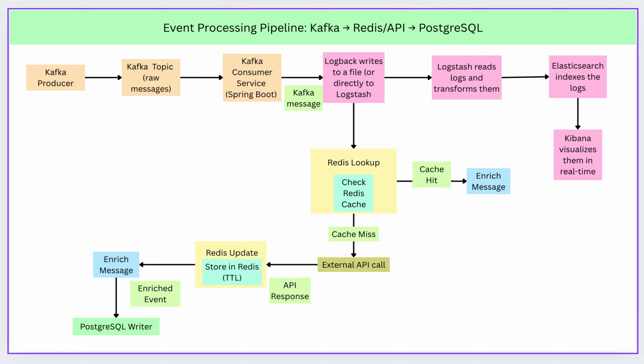Next, we have the Kafka consumer. The Kafka consumer listens to the topic, in this case, user events. It reads messages one by one and hands them off for processing. Each consumer is part of a consumer group, which means Kafka distributes work across multiple consumers, giving us scalability and resilience. Messages are deserialized, usually from JSON, and passed on to the rest of the pipeline.